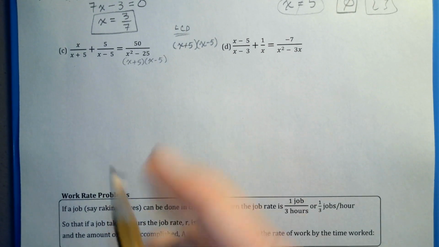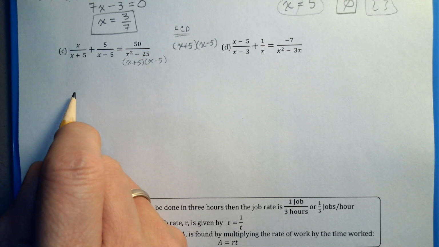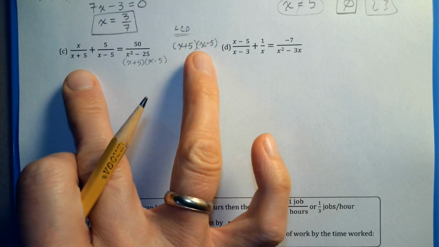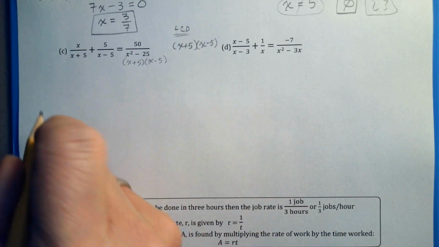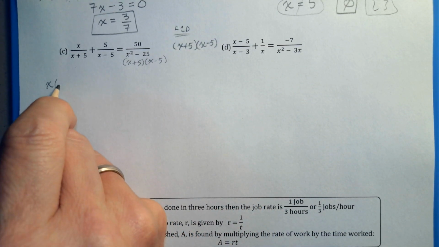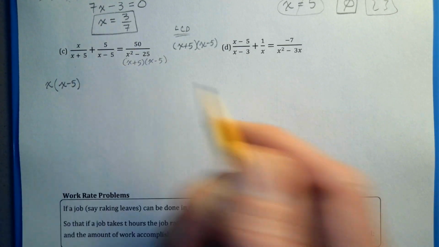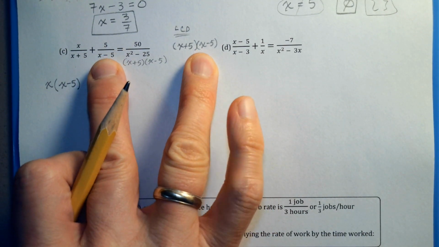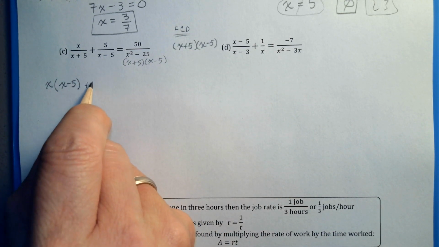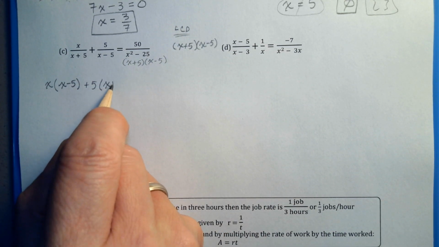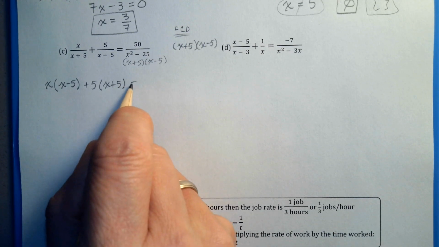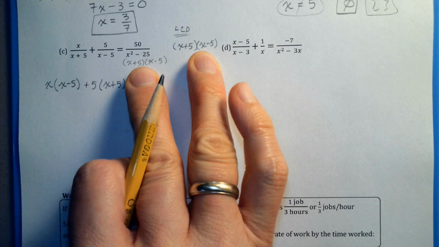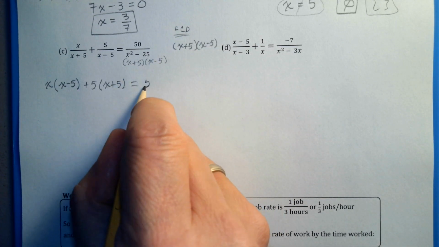Okay, so when I multiply this LCD by the x plus 5, the x plus 5 is canceling. That leaves me with just x times x minus 5. When I multiply this 5 by the LCD, the x minus 5's cancel. That leaves me with 5 times x plus 5. And when I multiply 50 by the LCD, everything cancels that I multiplied. And so that just leaves me with 50.